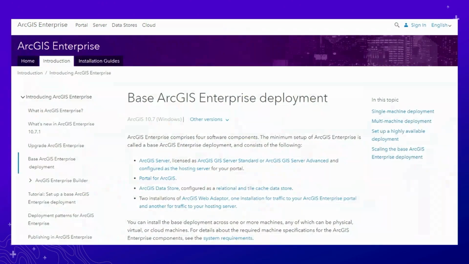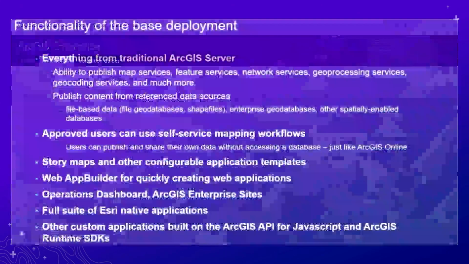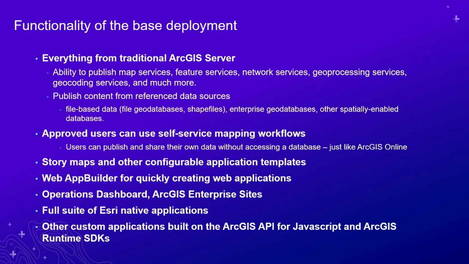So all of the things that I just talked about, of course, you can also find in the online help. If you go into the online help on enterprise.arcgis.com, you'll find an introduction topic that has this section called the base ArcGIS Enterprise deployment, and it talks about these components, like I just did, and how they're connected up to each other. All right, I'll catch my breath for a second, and then we'll talk about all the functionality of the base deployment. What do you get when you've set all this stuff up?